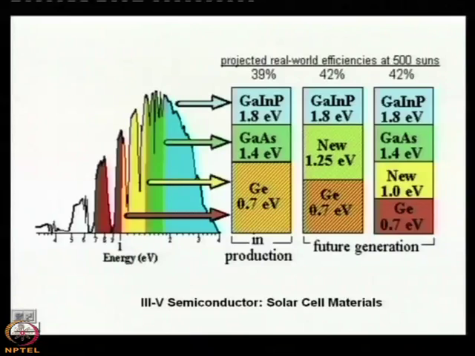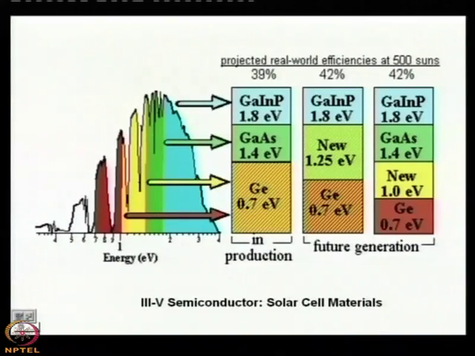But you see that this fabrication is not a very easy thing. Three materials are involved: germanium, gallium arsenide, and indium gallium phosphide. They have different band gaps, and so they have different lattice constants. Fabrication of layers is not an easy task because of the lattice parameter, which we shall discuss. So, for solar cells there is also scope for new materials, such as a new 1.25 or new 1 electron volt material.